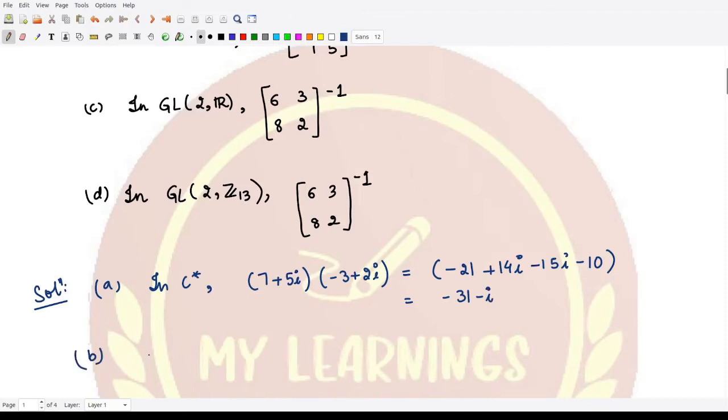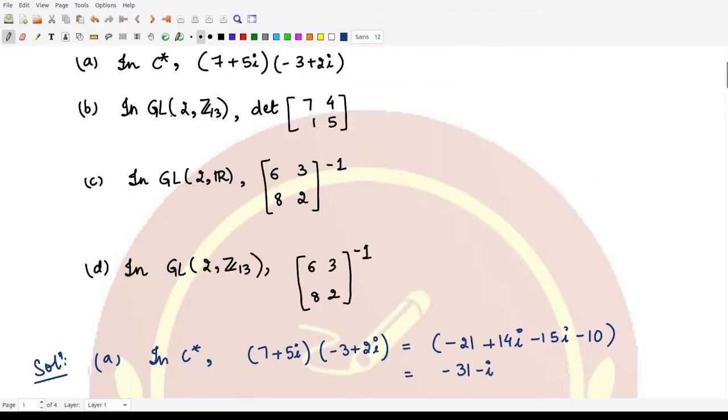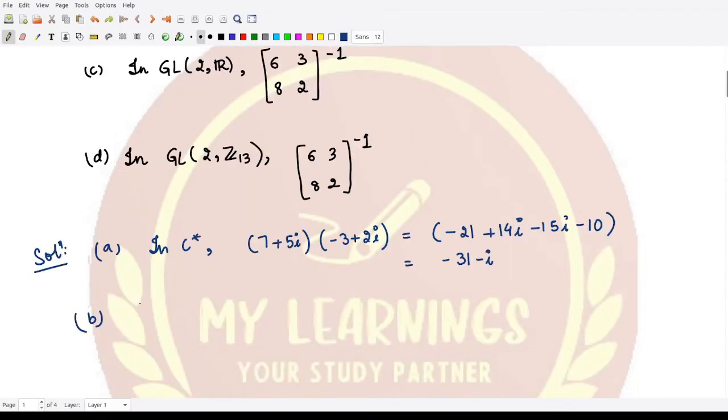For the second part, they are asking you in this general linear group of all 2 cross 2 matrices, and the group here is given to be Z13, right? So here addition modulo 13 and of the integers, we need to determine what is the determinant here. So let's solve for the determinant here. So we are given GL2 comma Z13, right? So we are to calculate the determinant of 7, 4, 1 and 5.